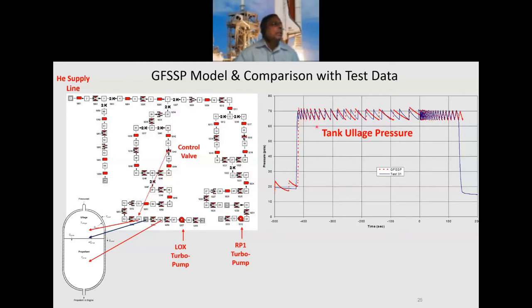You wanted to make sure that it is always in this band, to avoid cavitation in the tank. So we ran the experiments and we compared with the test data. So once it is verified, you can use it for actual analysis.